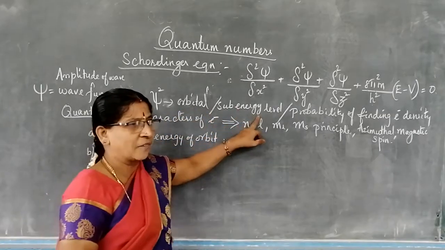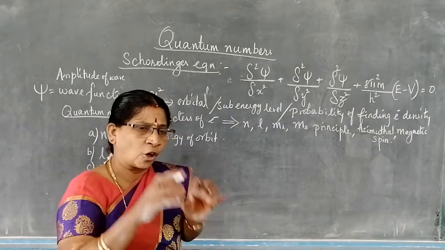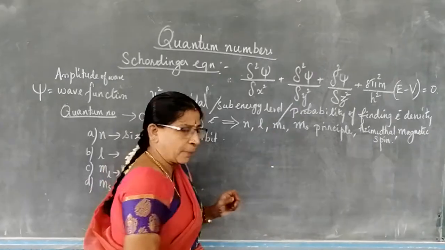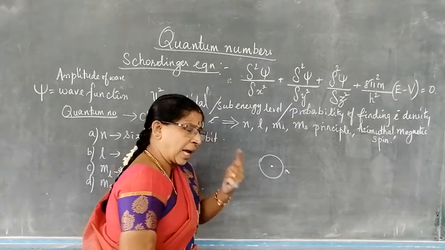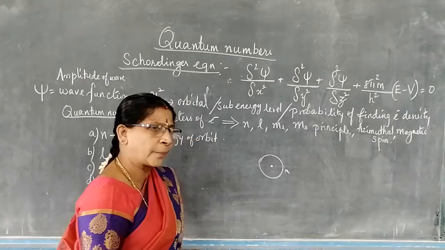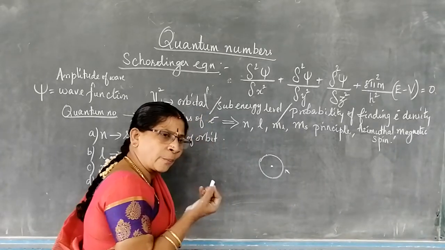Orbital, a sub-energy level, is the region of maximum probability of finding electron density around a place in space. For example, hydrogen. This is the nucleus. Hydrogen has only one electron. Can you tell me where the electron is in this orbit? Here or here or here? What is the maximum probability?